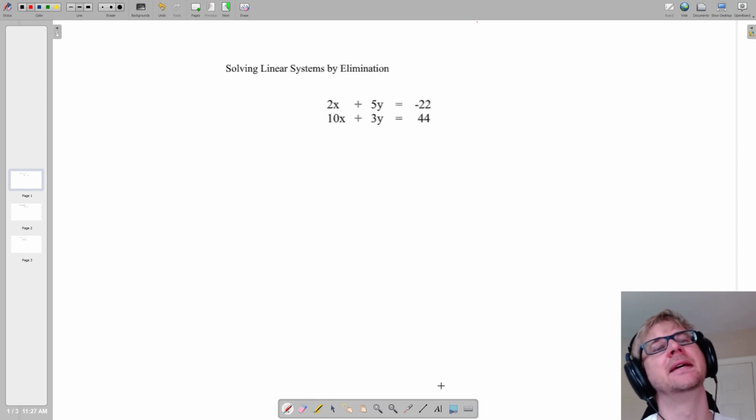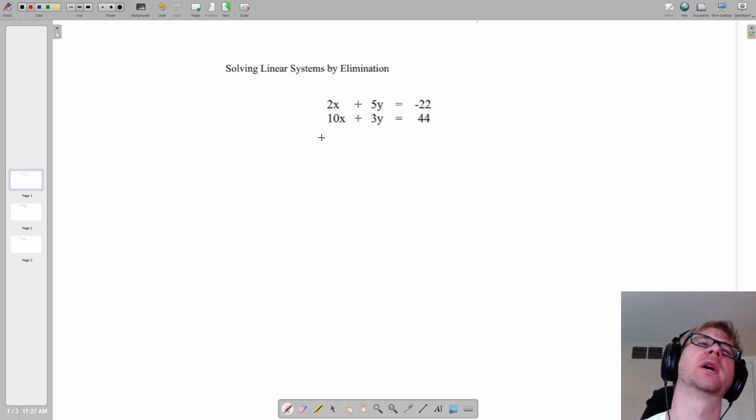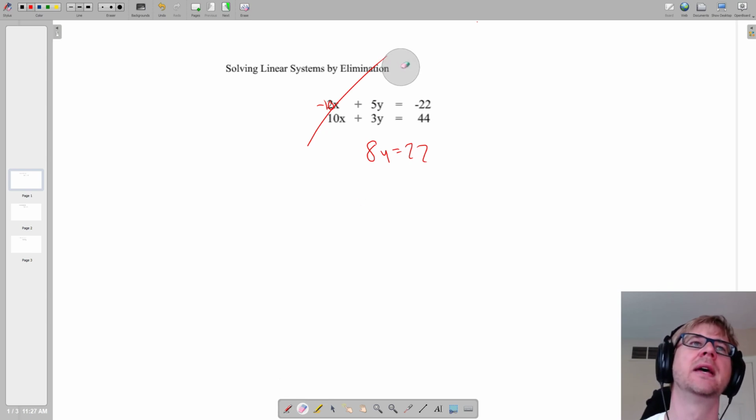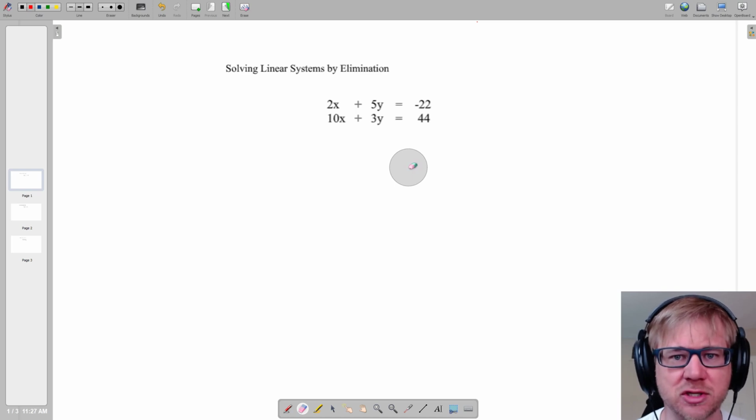It's kind of like saying, man, I wish something would go away here. What could I do to make a variable go away? This is 10. I really wish this was a negative 10, because then this would go away and I'd have 8y equals 20, and I could solve it so easily. Yeah, you can make that a negative 10, but you can't just decide it's a negative 10. Let me show you how to do that.